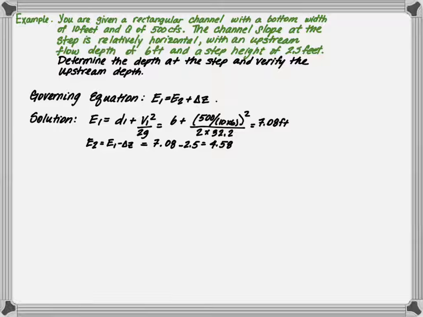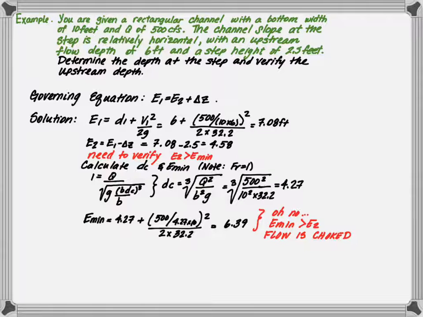Now the energy at point 2 will be the energy at point 1, 7.08, minus the height of the step, which is 2.5. So our energy at point 2 needs to be 4.58. Now we need to verify that E2 is greater than E min. So we need to calculate the DC and the E min. Remember, to do this, the Froude number is equal to 1.